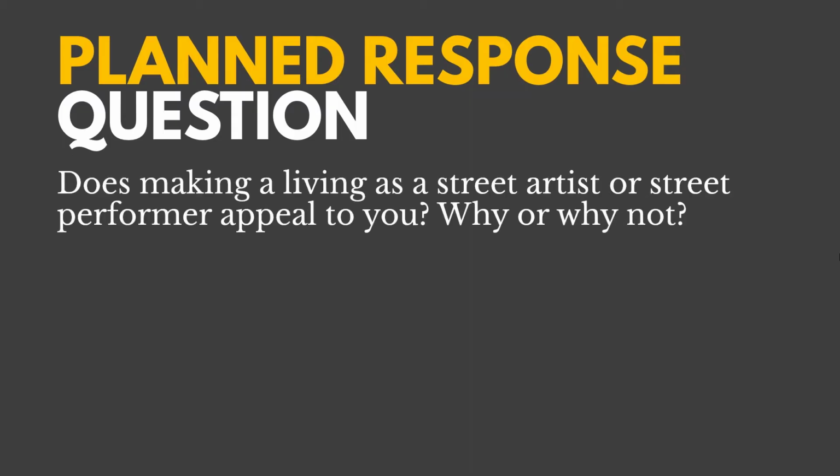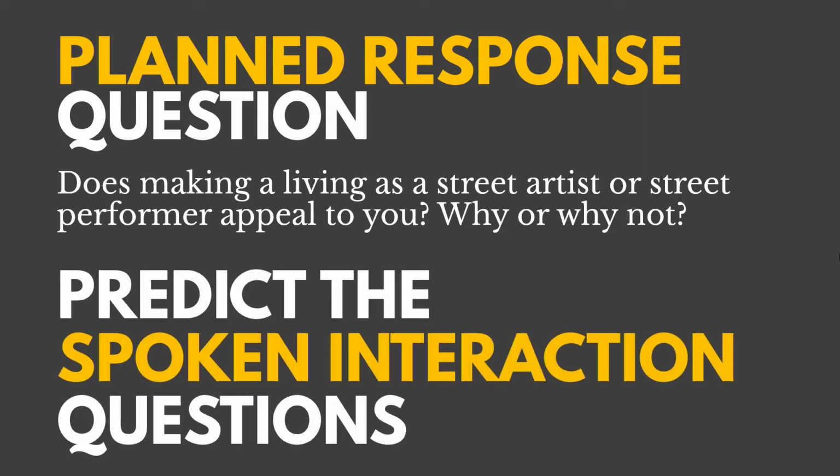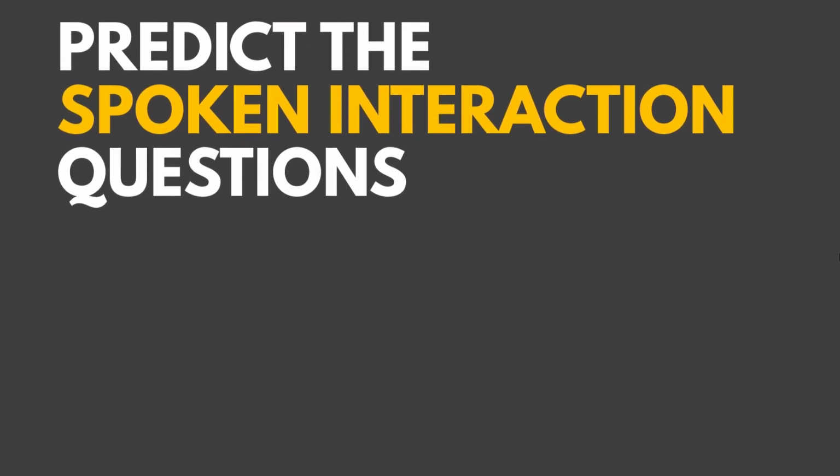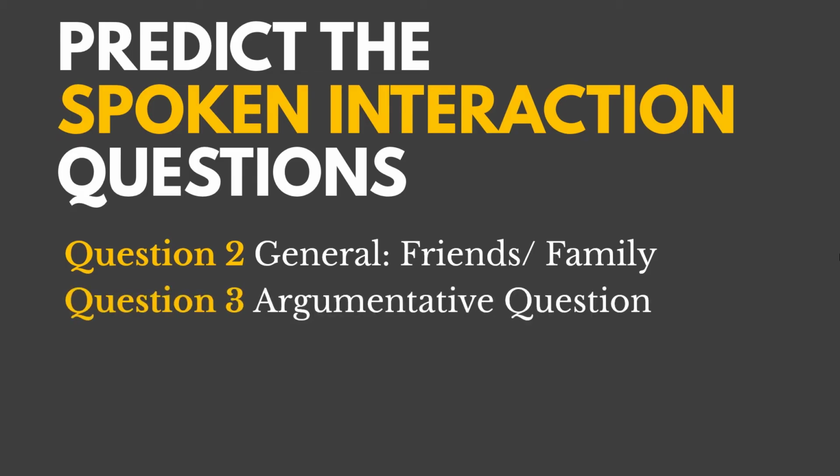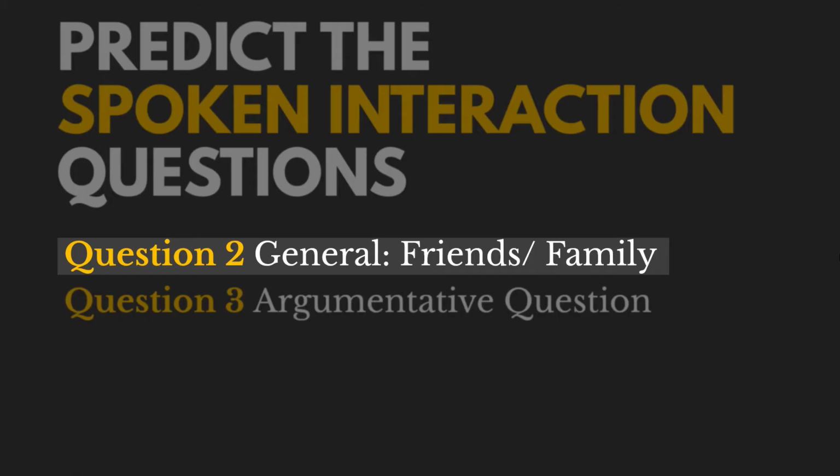So for the planned response questions, for example, does making a living as a street artist or a street performer appeal to you? Why or why not? You're supposed to predict the spoken interaction questions based on this given question for your planned response. And how do you actually predict? You look at these two key concepts. Question 2 is usually a general question which targets friends and family, and somebody that is usually in your close proximity in terms of your social circles.